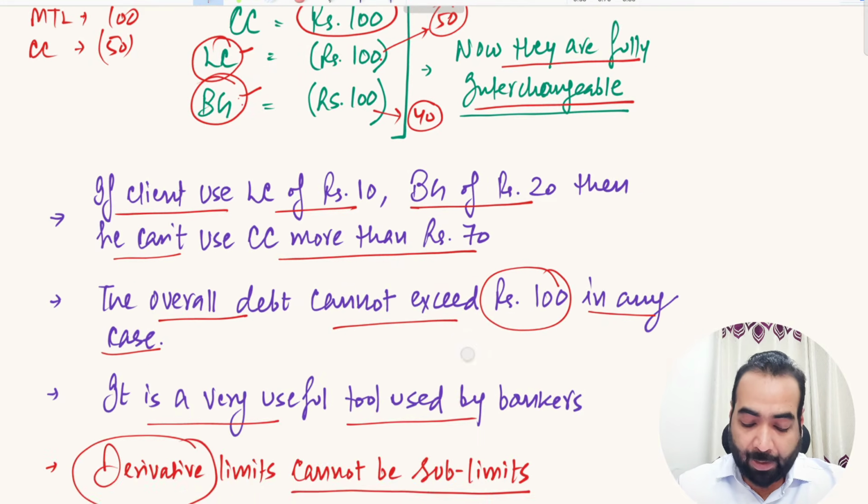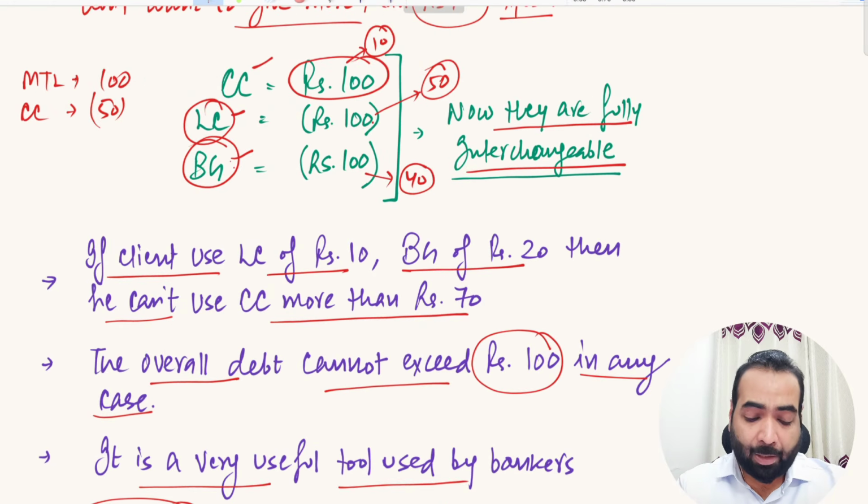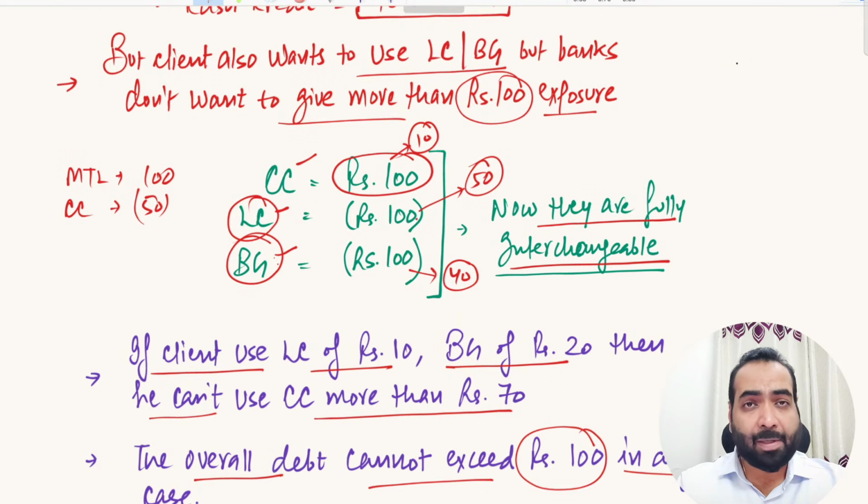So, point one: derivatives cannot be a sublimit. Second point: non-revolving cannot be a sublimit. Third point: a sublimit cannot be made of a sublimit. It always has to be a sublimit of a main facility only. And the fourth point, which we will discuss in a later part of our series, is that non-fund based facilities are also not allowed as completely interchangeable with fund based limits.